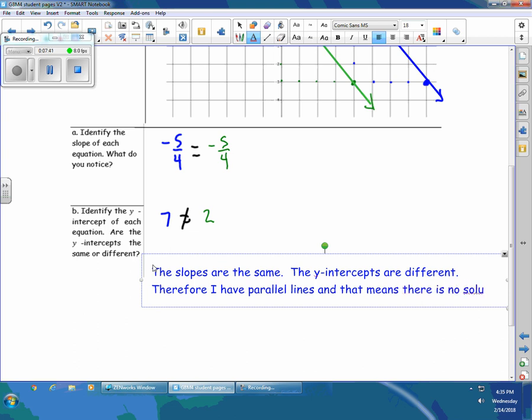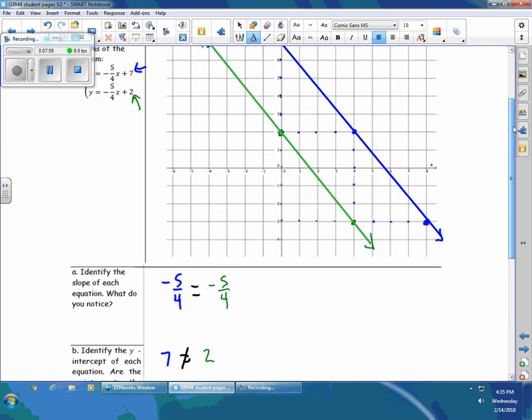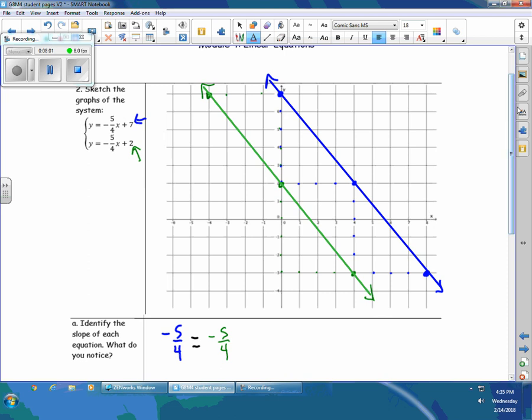No solution to this system. Okay, the slopes are the same, the y-intercepts are different, therefore I have parallel lines, and that means there is no solution to this system of equations. We know parallel lines never ever cross. If they never ever cross, we never have a point that would satisfy both equations at the same time. Hopefully this is making sense to you.